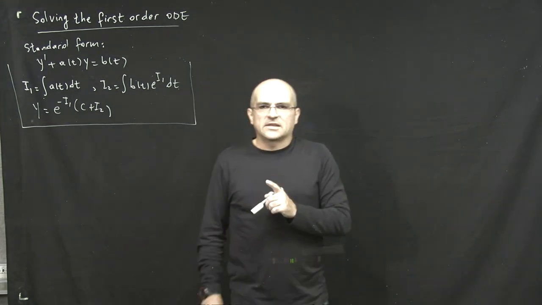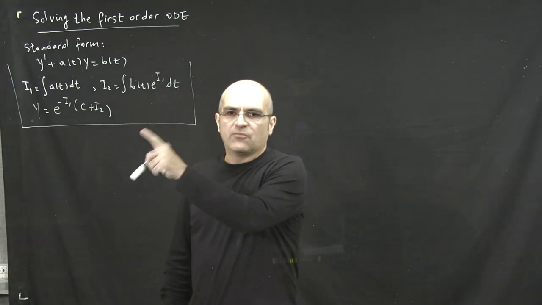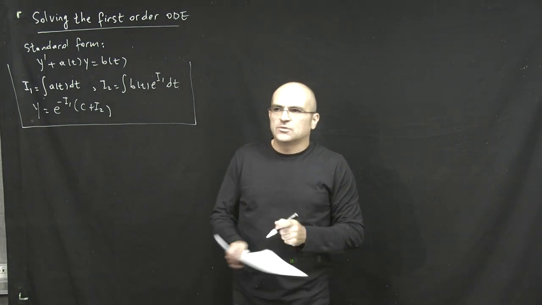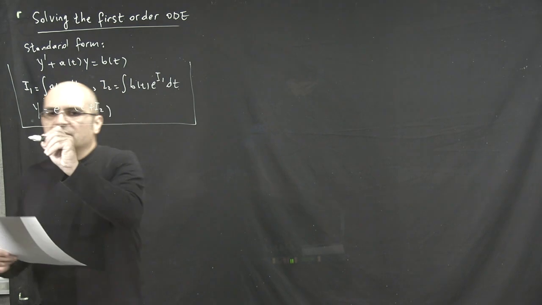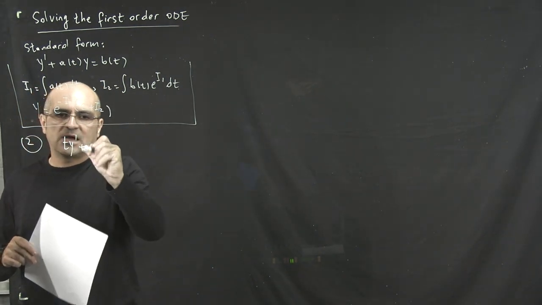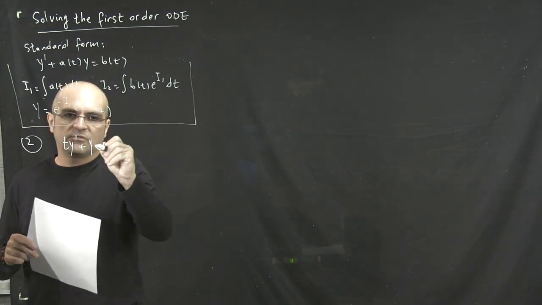So in this second part, let's keep the standard form and the formula on the left side here on the board, and let's continue with another example. So suppose the equation is ty prime plus y equals 1 over t.